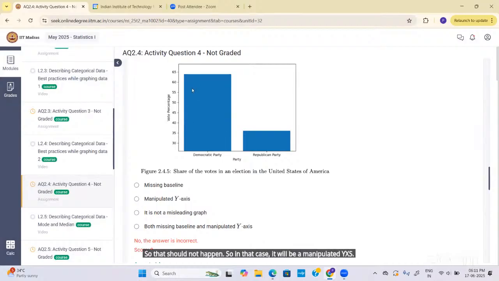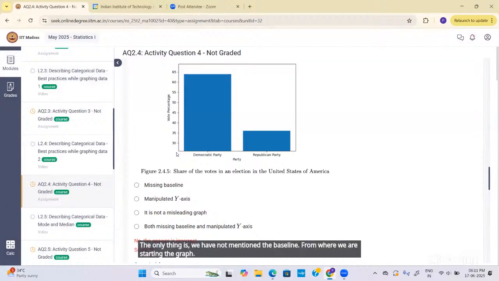Otherwise, in this graph, you can see everything else is just fine. The only thing is we have not mentioned the baseline from where we are starting the graph. Okay, ma'am. Thank you, ma'am.